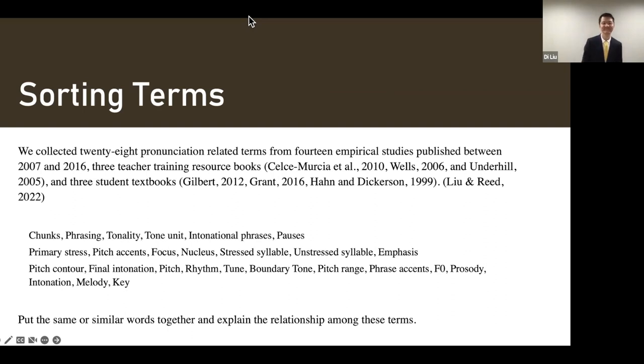Ding dong. Okay, time's up. So I guess all of you have some way of sorting these terms.